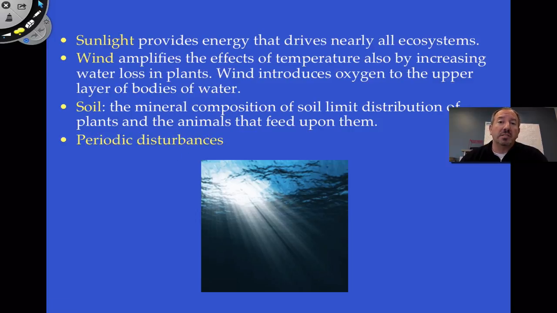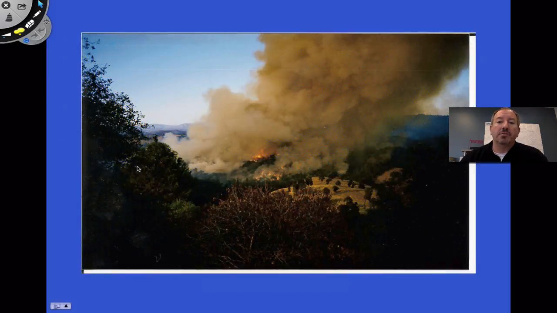And then periodic disturbance is another example of an abiotic factor. Some organisms really require a periodic disturbance like fire. For example, sequoia trees in particular. You might have picked up that I like the sequoia. Fire is necessary for them to reproduce. It clears out competitive vegetation, and it allows the young saplings to grow. And the heat also allows the seeds to be dislodged from the trees.